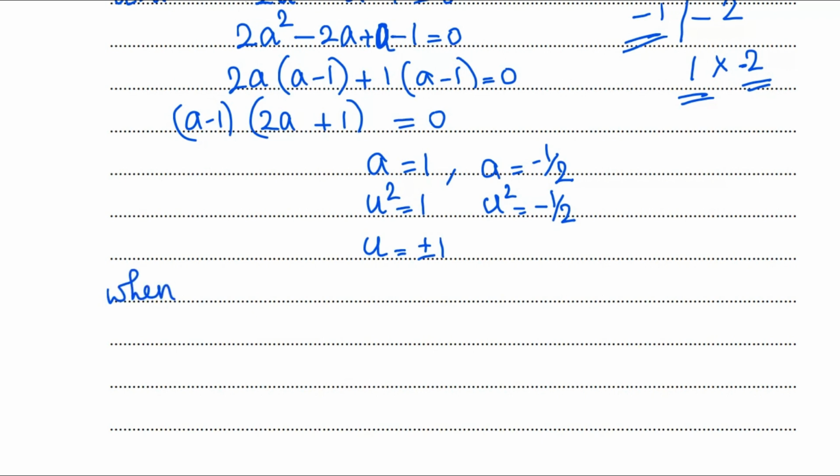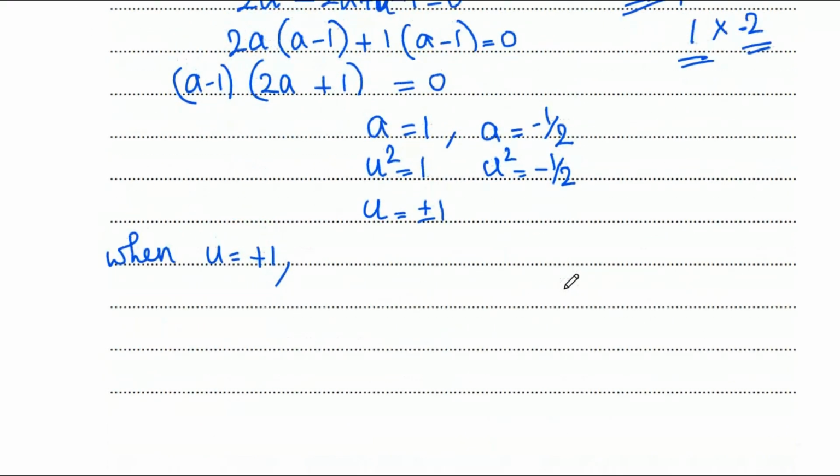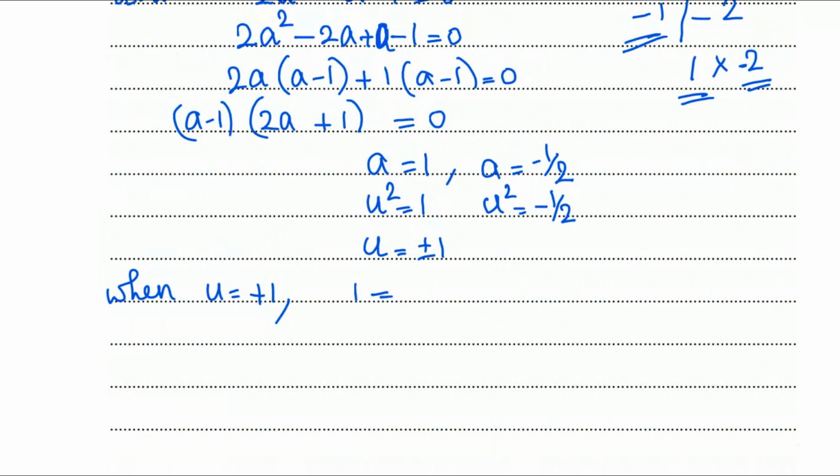So when u is equal to plus 1, let's substitute u equals 2x minus 3 to find the value of x. 1 equals 2x minus 3, or we can write 2x equals 1 plus 3. So x equals 4 divided by 2, which is equal to 2.